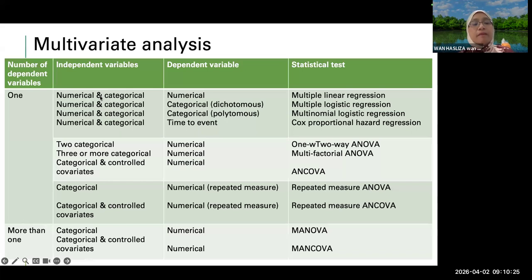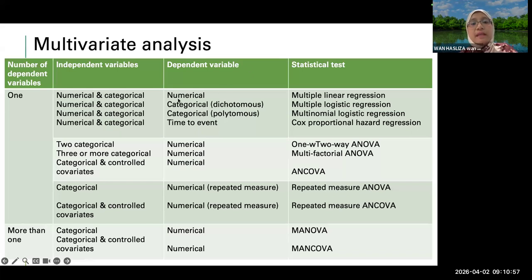First, for your independent variable, you look at whether it is numerical or categorical. For example, you want to study age. Age is numerical data. And at the same time, you want to study gender. Male, female is categorical. Now you have two independent variables, so you want to run them at the same time. That one we call multivariate. So independent variables can be numerical and categorical.